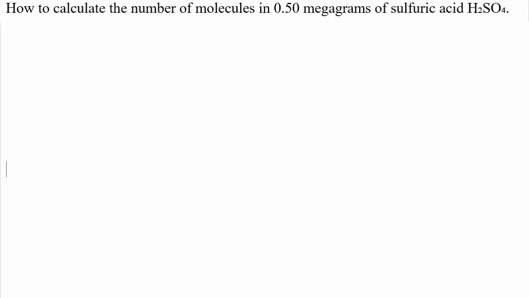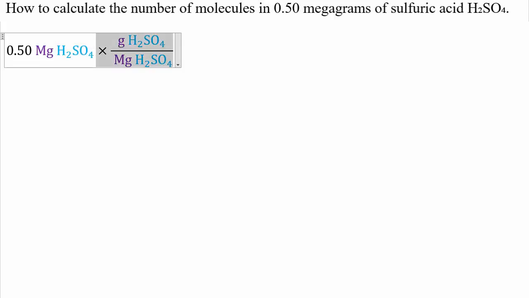The first step is to write the given data in the format of the chemical conversion factor, where each term consists of a value, a unit of measure, and a substance identity. In this case, we have 0.50 megagrams of sulfuric acid.